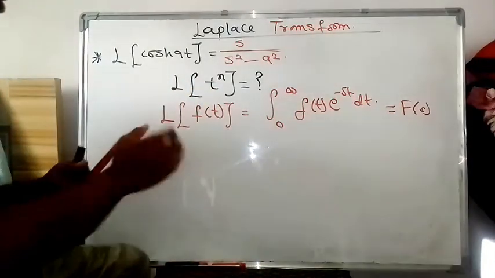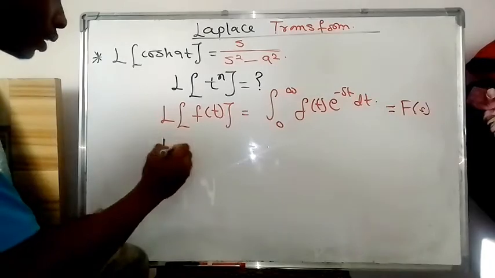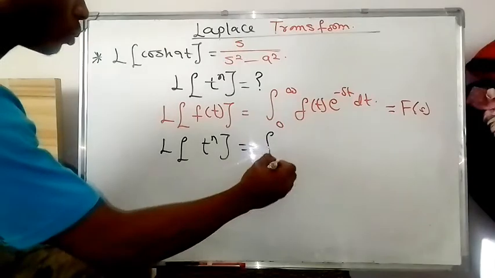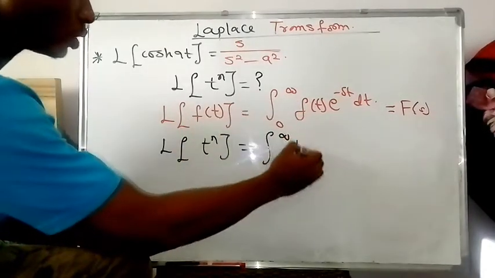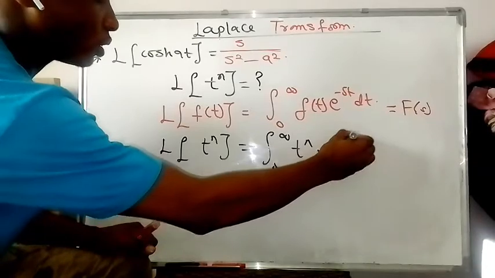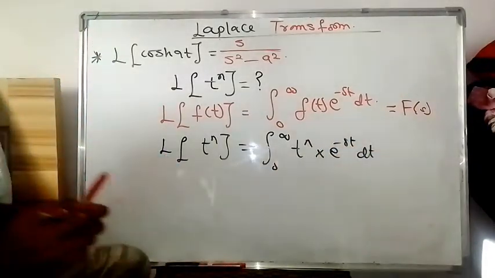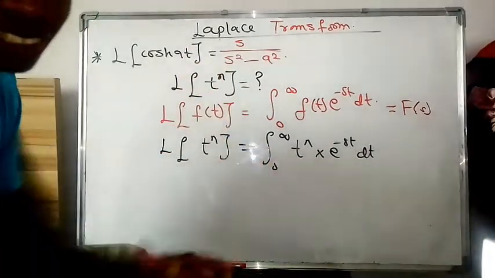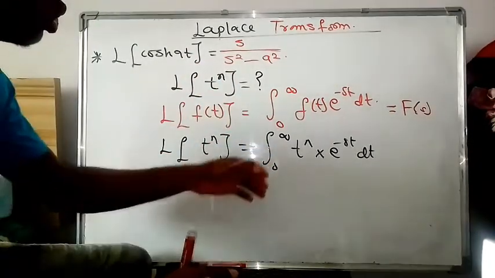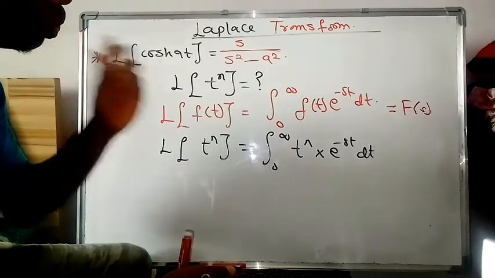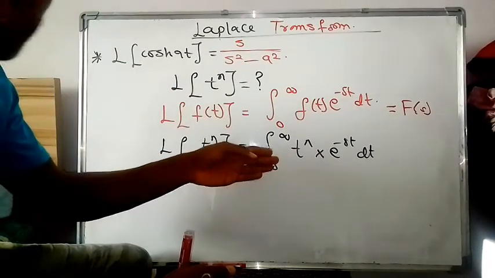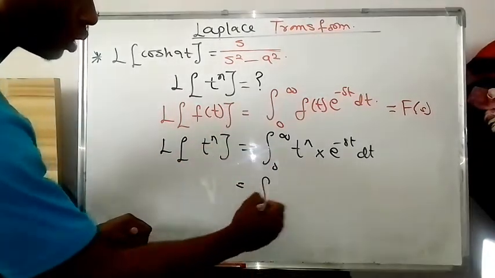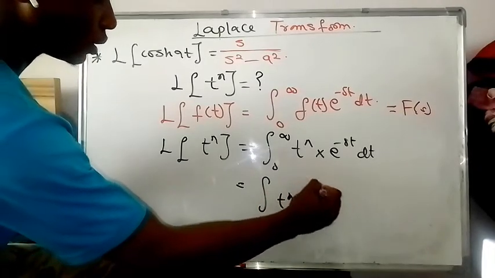So let's proceed. Putting this in, we have the Laplace of t raised to the power n, which is equal to the integral from 0 to infinity of the function of t, which is t raised to the power n, times exponential minus st dt. This is called a definite integral from 0 to infinity. Before we apply the limits, we need to integrate first. So we are integrating t raised to the power n times exponential minus st dt.